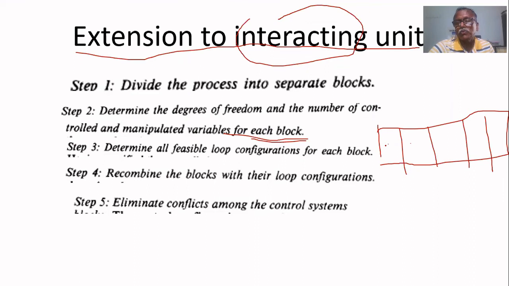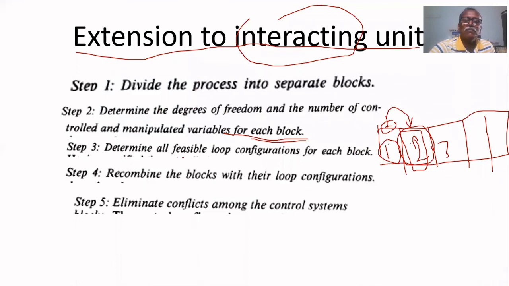This is unit 1, unit 2, unit 3, like that. For each unit you find the degrees of freedom, and then you select the process variables, manipulated variables and control loops. For example, from the first unit to the second, it supplies some liquid. The upstream pressure of the liquid coming from here is decided by the first unit. That's why it is externally specified. Like that, you can find the degrees of freedom for the second unit and decide the number of loops.